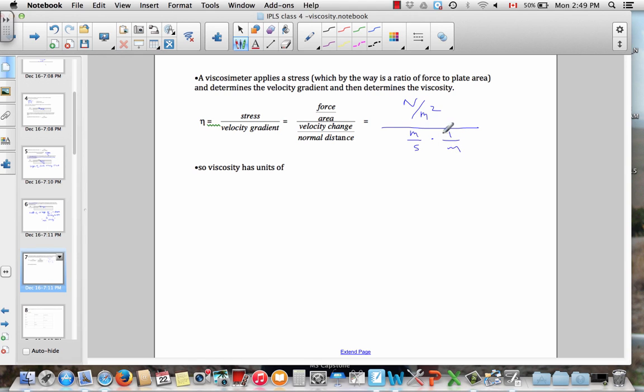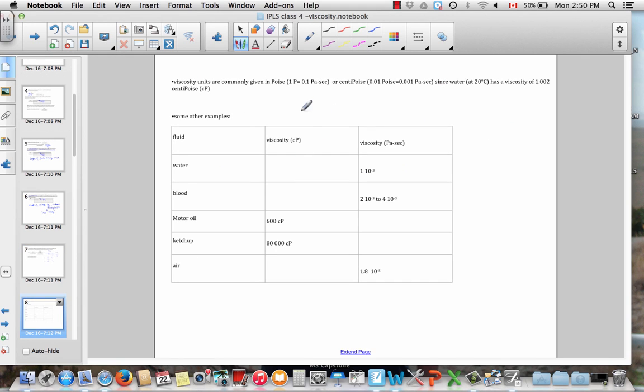So if we simplify that a little bit, we see the meters cancel out here. And so this is newtons per meter squared, times 1 over seconds. So that's going to equal newton per meter squared times seconds. This is, of course, a Pascal. So it's a Pascal times a second. That's the units of our viscosity coefficient. Now that's the SI unit, Pascal seconds.